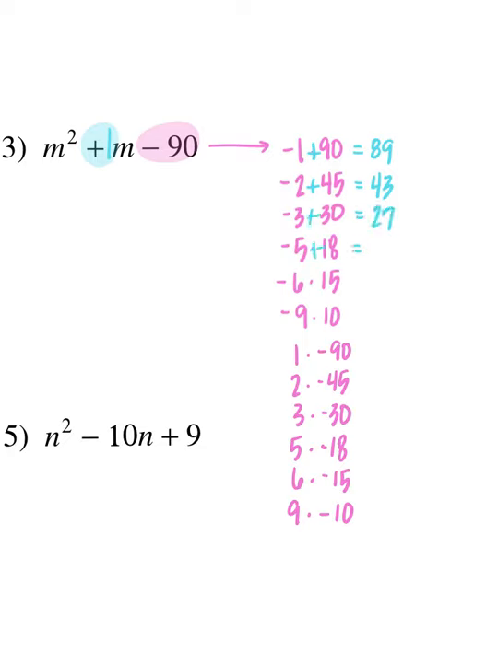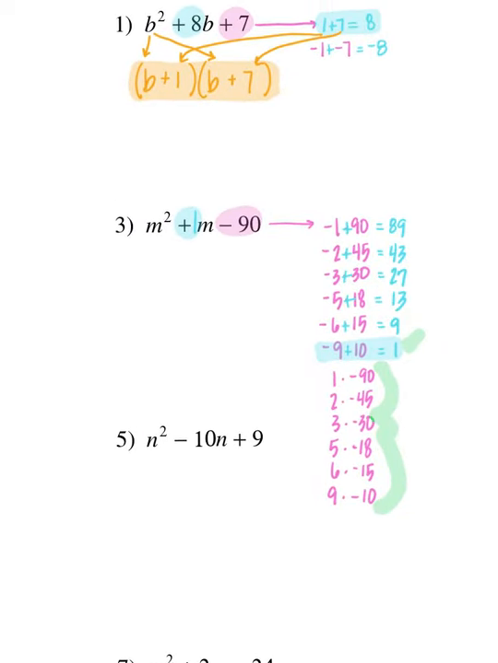27. 13. 9. 1. Okay, I'm going to stop there because remember, what I'm looking for is what two numbers multiply to give me negative 90 and add up to 1. Well, I just found my answer right here, negative 9 and 10. So negative 9 plus 10 gives me 1. That's the answer. I don't need to do all of this because I found my answer here.